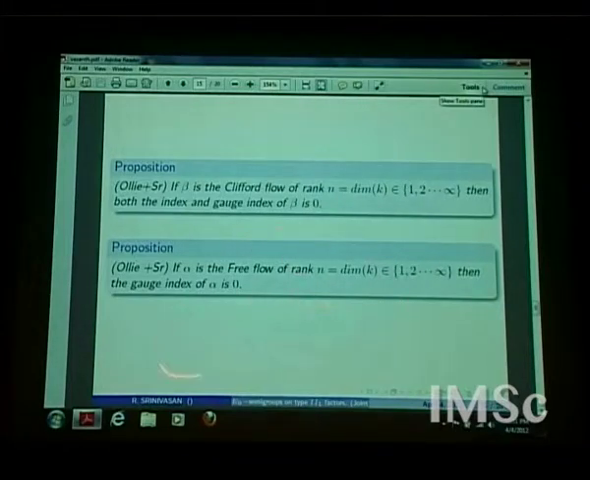In the case of free flow, we haven't calculated the index yet, the index coming from multi units, but we can calculate it using the same idea of additive cocycles, etc. We can show that the gauge index is again zero here. Of course, it is important to calculate these indexes and other things, it's an important invariant. I'm just saying that these two indexes are not actually useful.